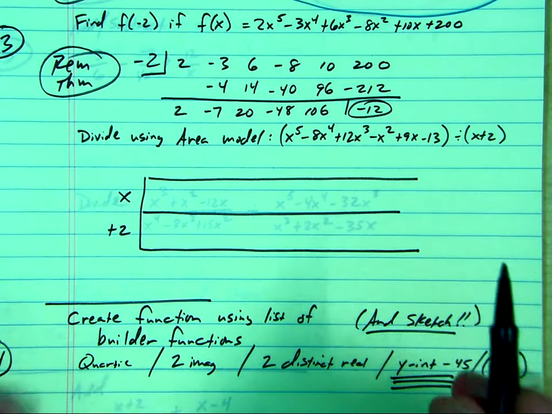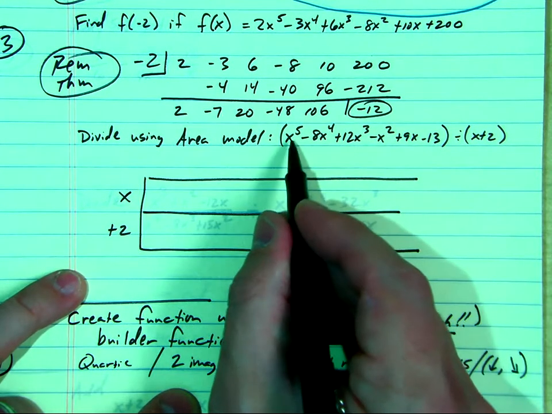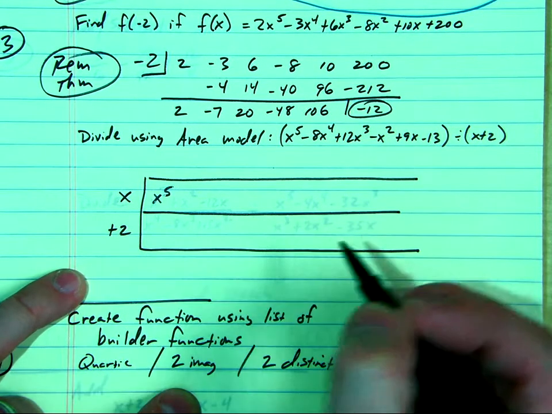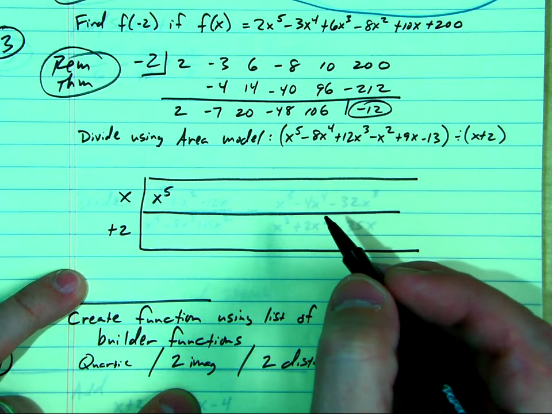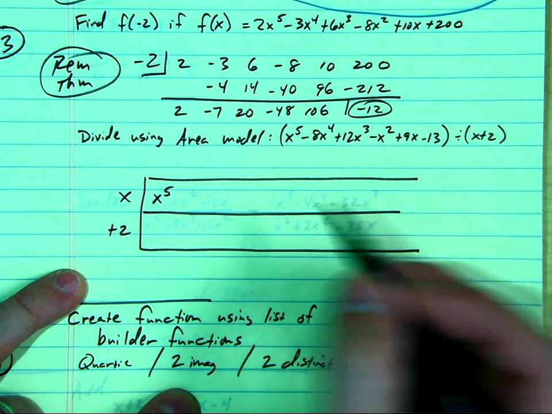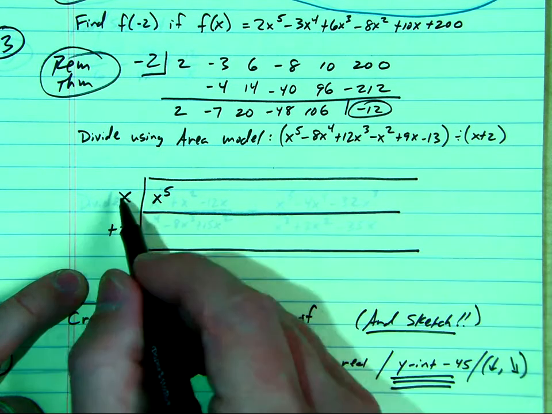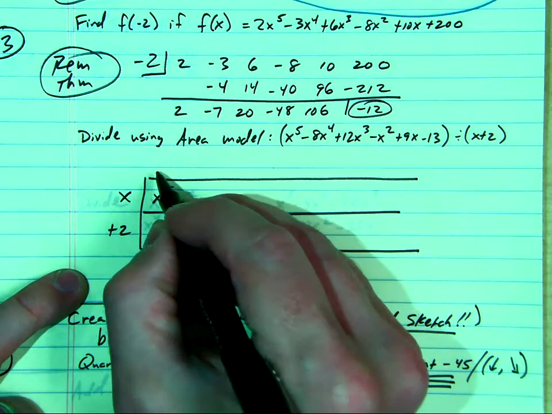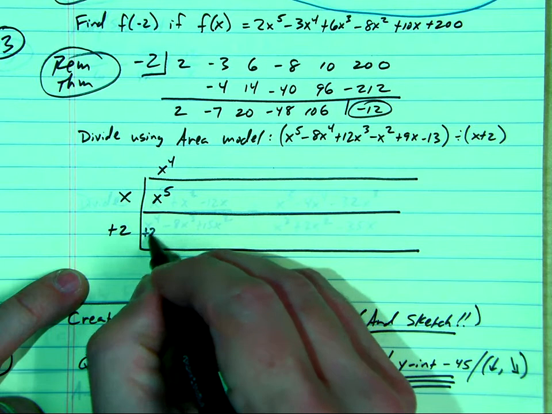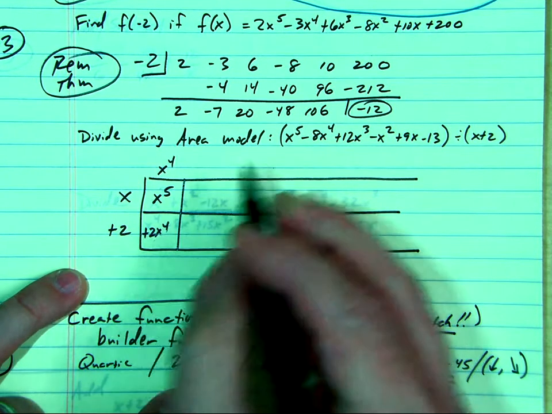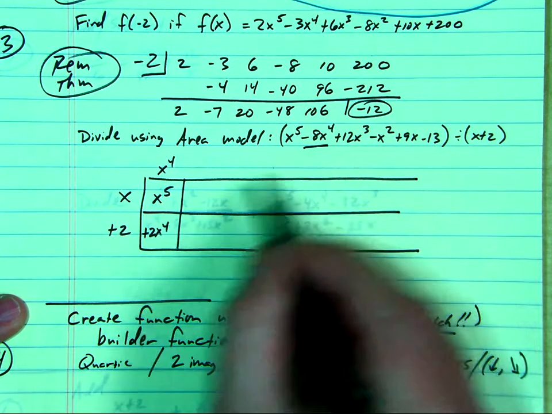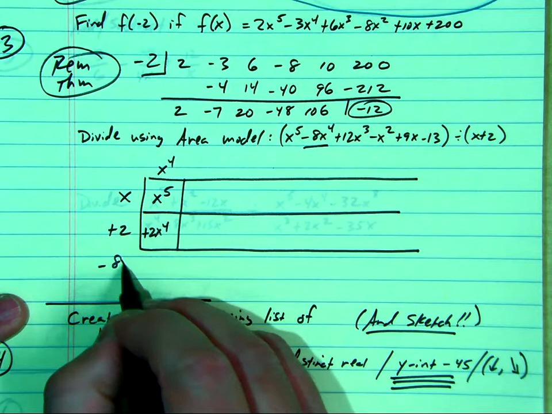We know that our answer ends up with x to the 5th using the area model, so we're going to start with that x to the 5th. Here's the key to area model division. It's just divide, multiply, subtract, rinse, repeat. It's the same thing as long division. How many times is x going to x to the 5th? X to the 4th. Multiply x to the 4th times 2, plus 2x to the 4th. But now we need to subtract. What does our polynomial say we end up with inside the box? We end up with -8x to the 4th.